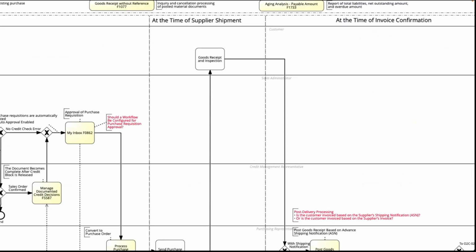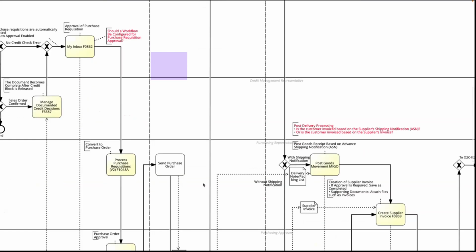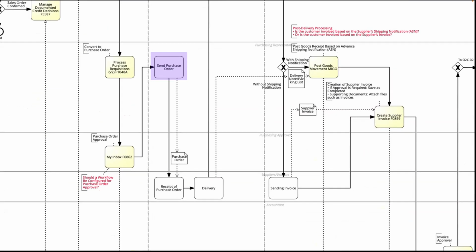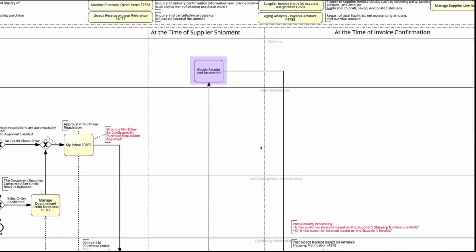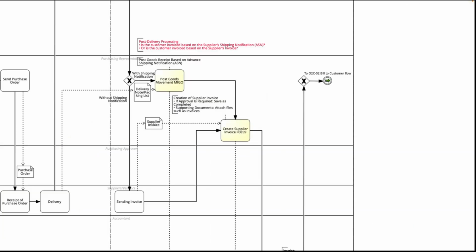Let's start at the time of supplier shipment section of the flow. The purchase representative sends a purchase order to the vendor. The vendor ships the goods directly to the customer based on the details in the purchase order. The customer then inspects the delivered goods.